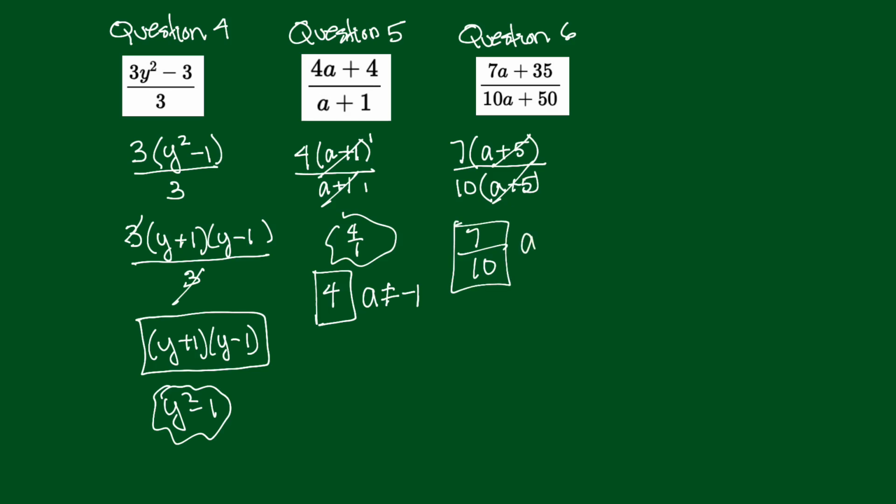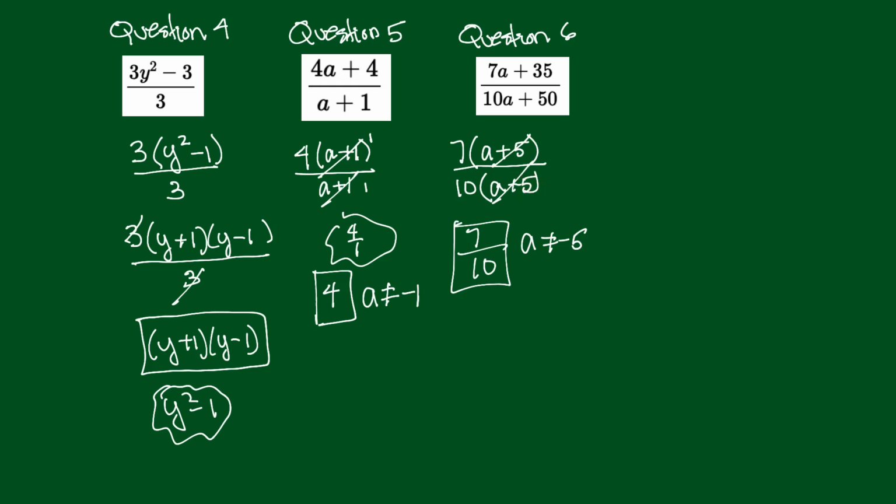And this is going to work as long as a is not equal to negative 5. Here's what I'm getting at, just to be sure. You've got that a plus 5 here, and this in the denominator. That a plus 5 is in the denominator.